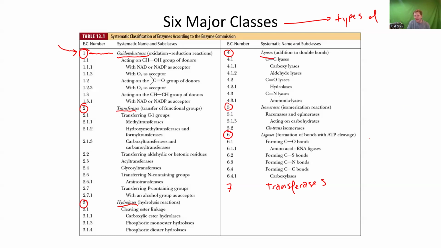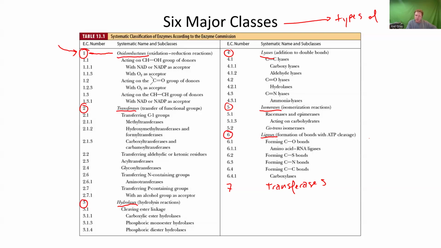4, you are adding a group and you are using a lyase. 5 is an isomerase, so you're rearranging the atoms. 6 is a ligase where you're forming a bond with ATP being or harnessing the energy of ATP. And then number 7 is a transferase. So something's being transported from one side of the membrane to another.